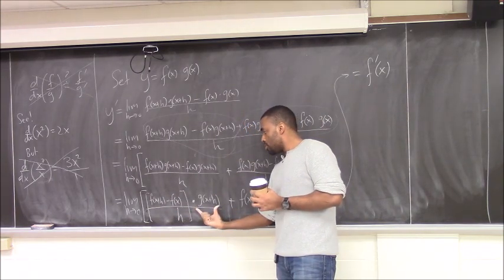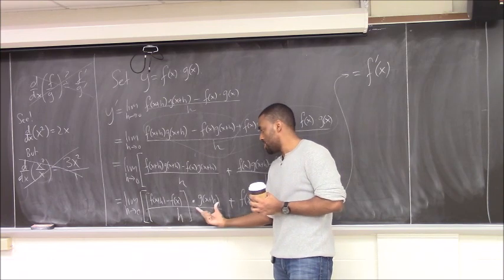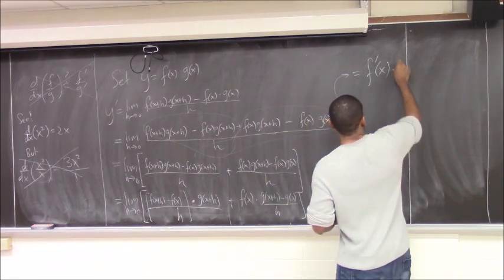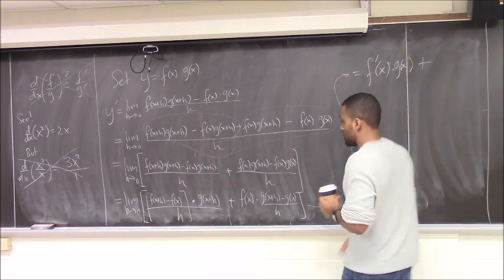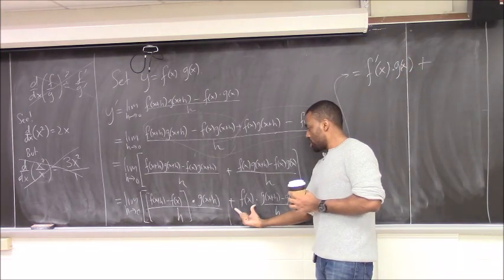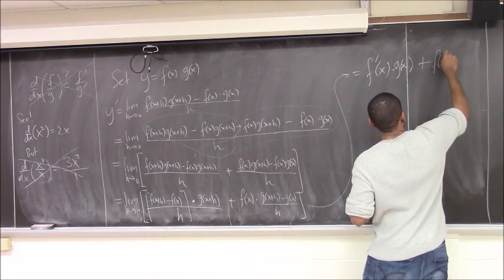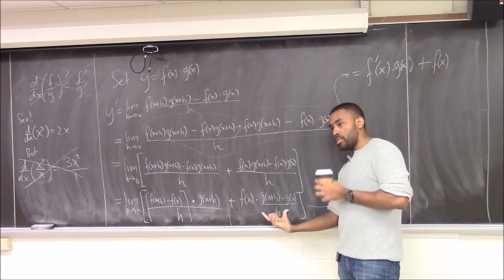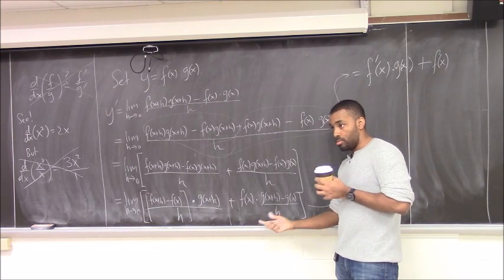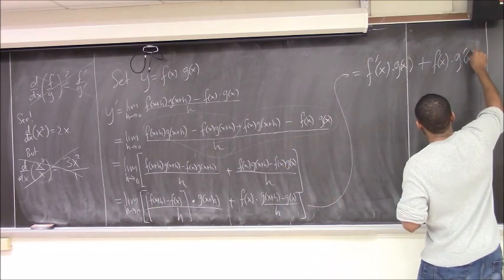What's the limit of g of x plus h as h approaches 0? Well, you just plug in h equals 0 because you're not dividing by 0 or anything like that. So that just becomes g of x. Plus, h approaching 0 does not affect this because it doesn't have any h's in it. So that's just f of x. What's the limit as h approaches 0 of g of x plus h minus g of x over h? It's the derivative of g by definition of the derivative.